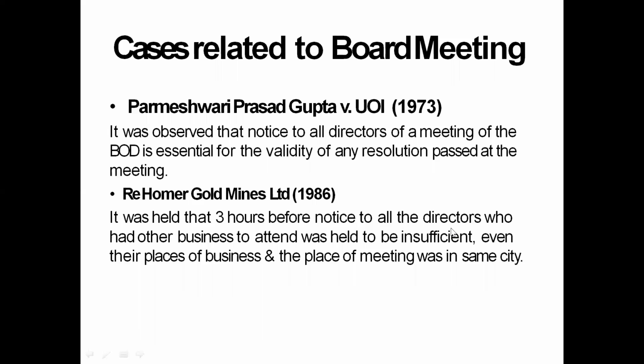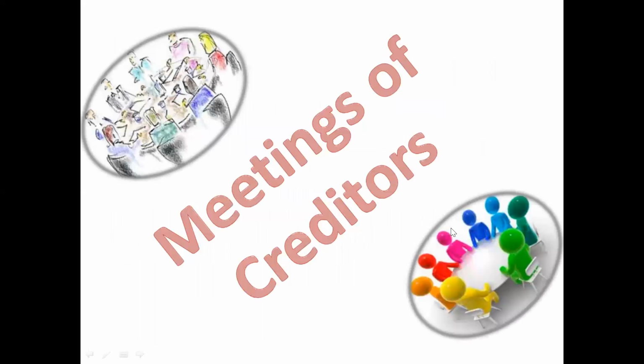In Re Homer Gold Mines Limited in the year 1986, it was held that 3 hours' notice to all the directors, who had other business to attend, was insufficient, even though their place of business and the place of meeting were in the same city.